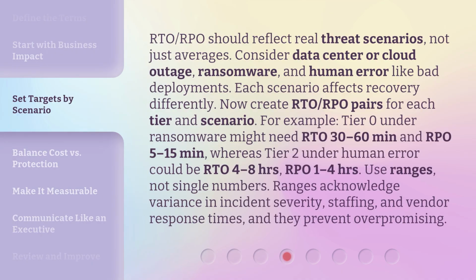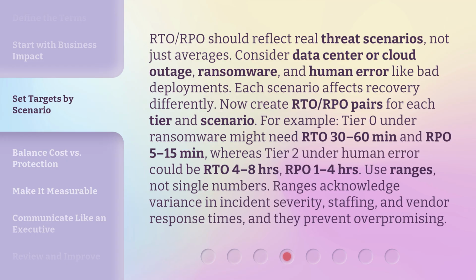RTO, RPO should reflect real threat scenarios, not just averages. Consider data center or cloud outage, ransomware, and human error, like bad deployments. Each scenario affects recovery differently. Now create RTO/RPO pairs for each tier and scenario.